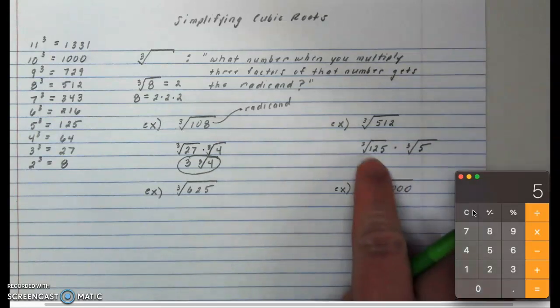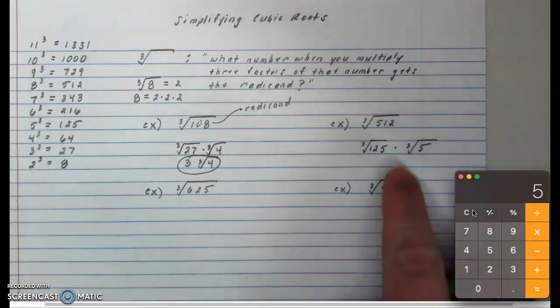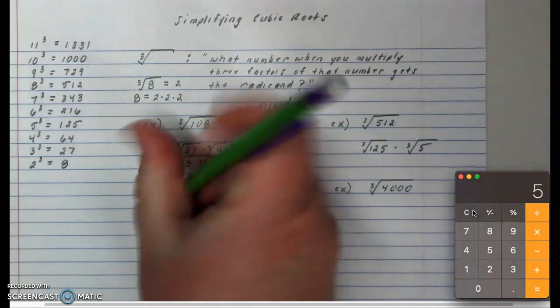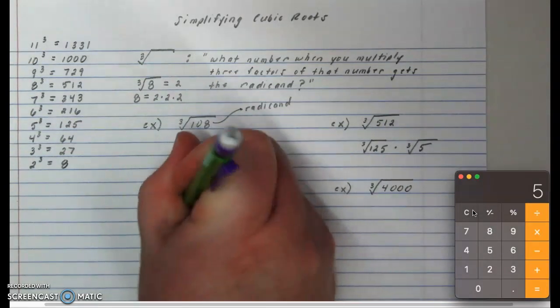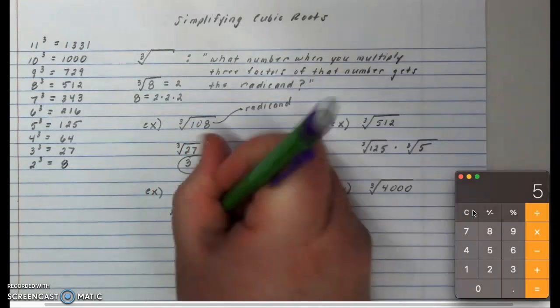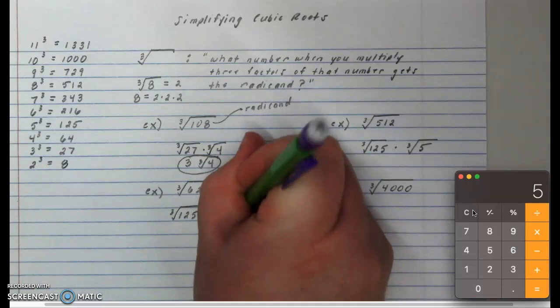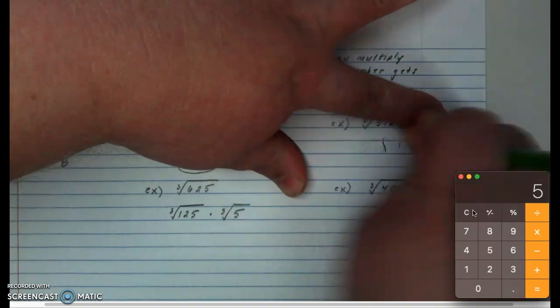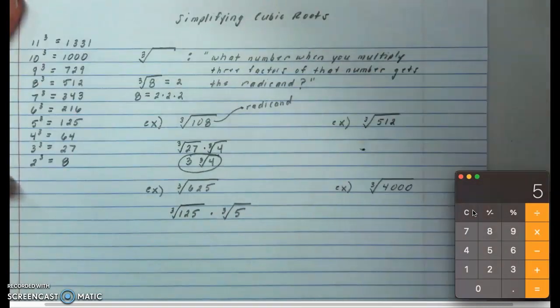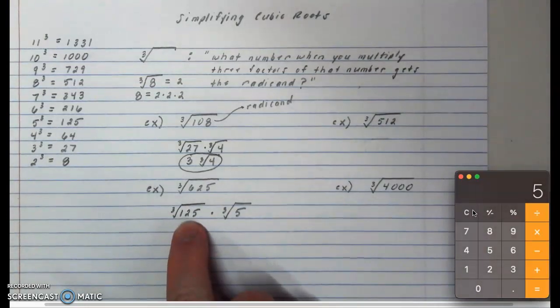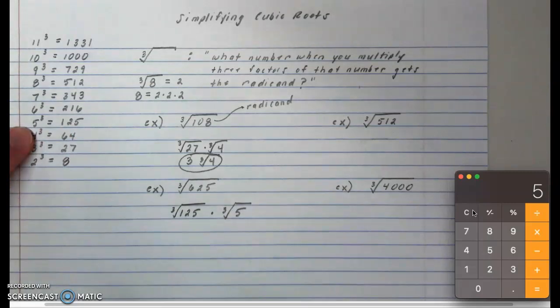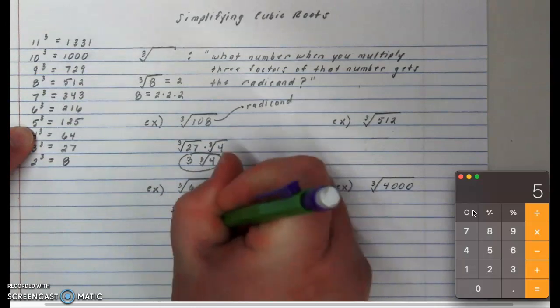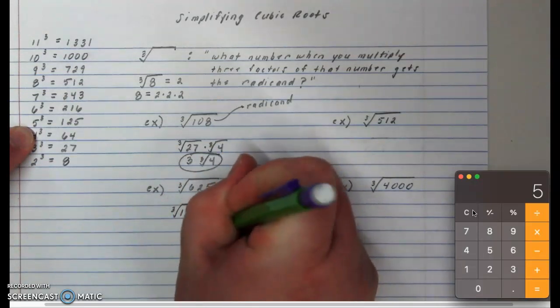Oh boy, it'd be helpful if I wrote that in the right spot. So down here, it's the cubic root of 125 times the cubic root of 5. That's life. Sometimes we make mistakes. All right, so cubic root of 125, that means what number times itself gets 125? Well, that would be 5. So our answer is going to be 5 cubic root of 5.